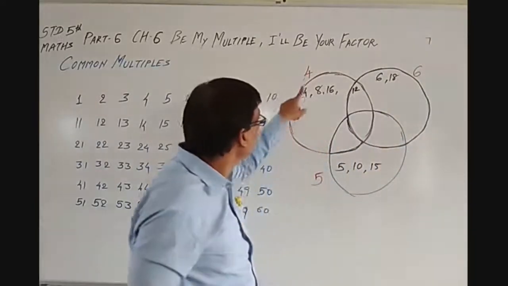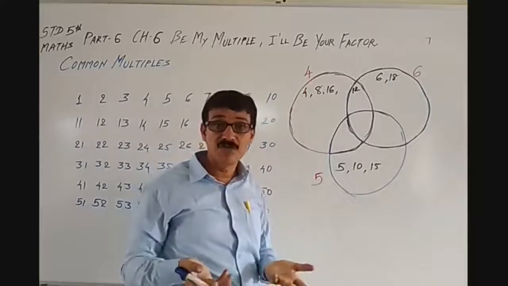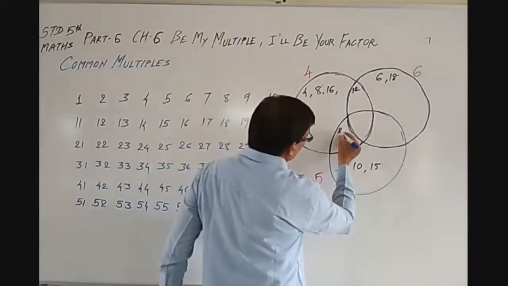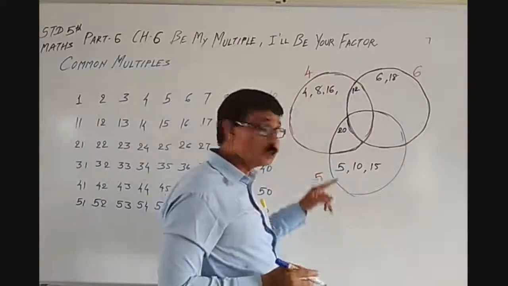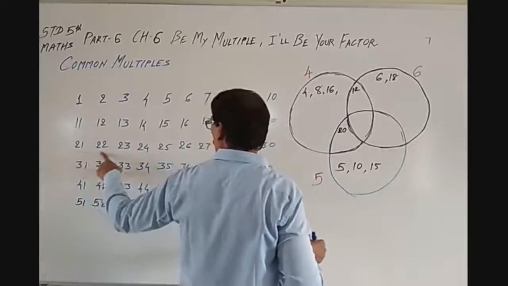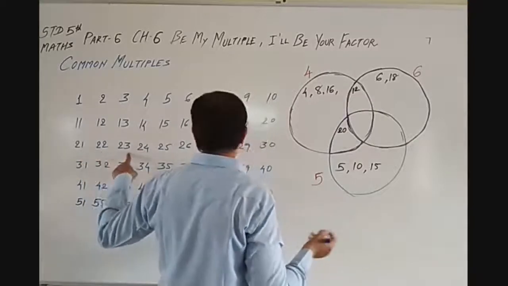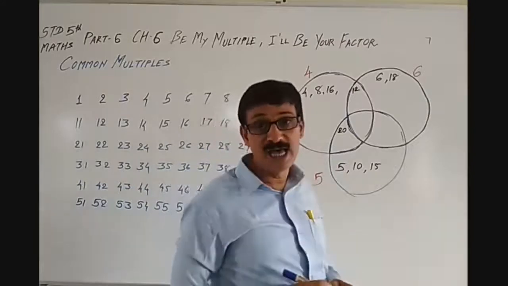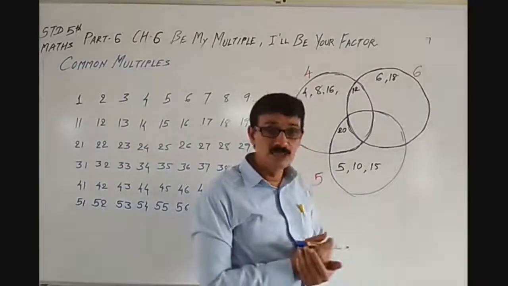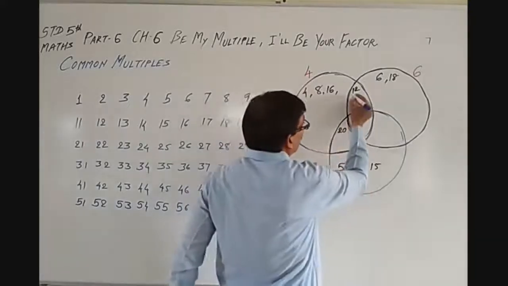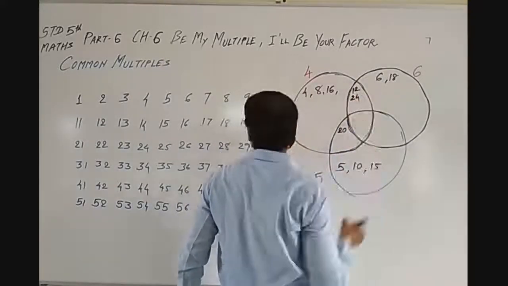Now 20 is a multiple of 4 and 5. 4 5s are 20. So it is common to both. Then I should write 20 over here. Then 21 no, 22 no, 23 no, but 24. 6 4s are 24. That is why it is common to both 6 and 4. That is why I should write it over here.